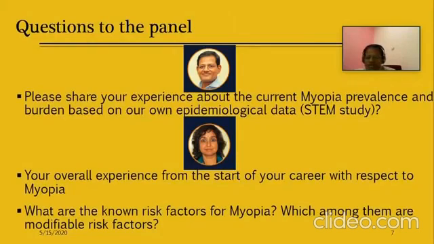This 14,831 children is the data of the first year, and we will be following them for another 2 years.